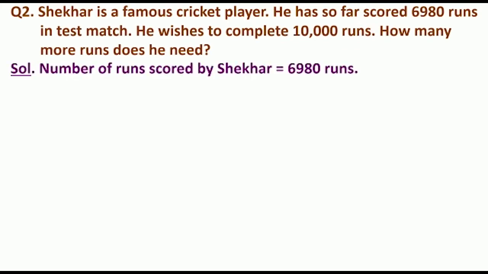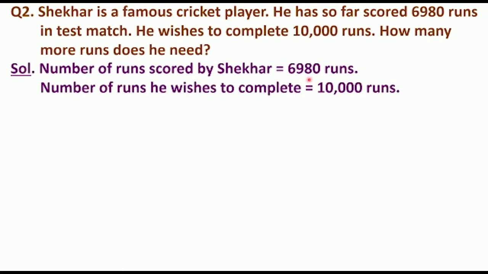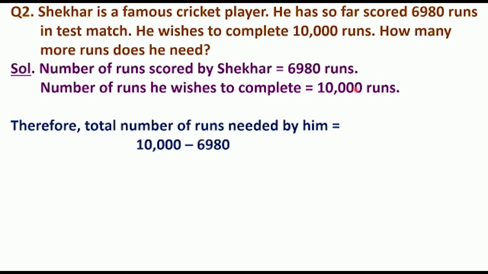We will subtract. In this question, the number of runs scored by Shekhar is given, that is 6,980 runs, and the number of runs he wishes to complete is 10,000 runs. So for finding out the number of runs needed by him, we will subtract 6,980 from 10,000. So now let's see how to subtract 6,980 from 10,000.